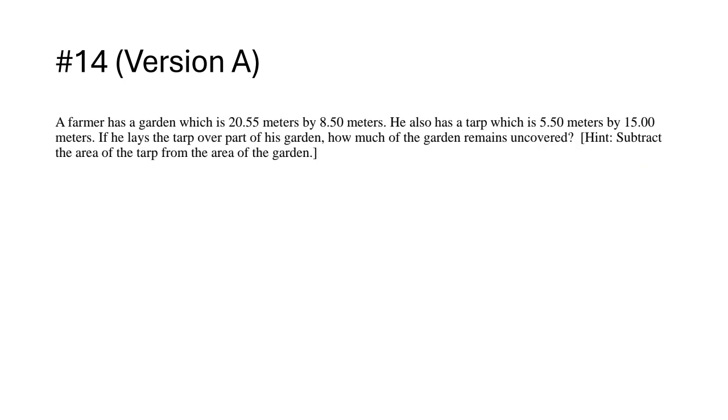Okay, this is number 14, version A. A farmer has a garden which is 20.55 meters by 8.50 meters. He also has a tarp which is 5.50 meters by 15 meters. If he lays the tarp over part of his garden, how much of the garden remains uncovered? Hint, subtract the area of the tarp from the area of the garden.